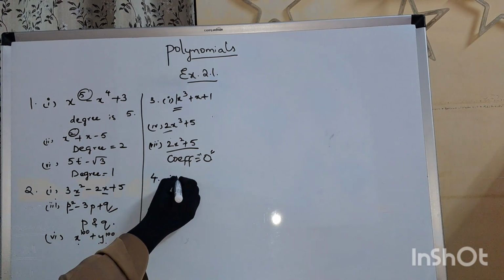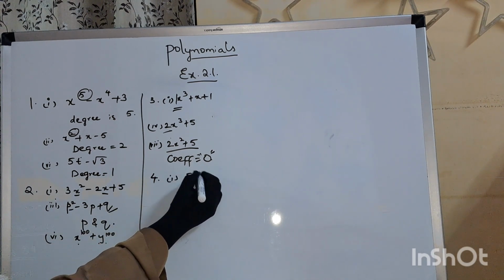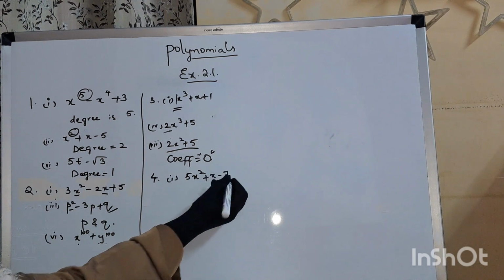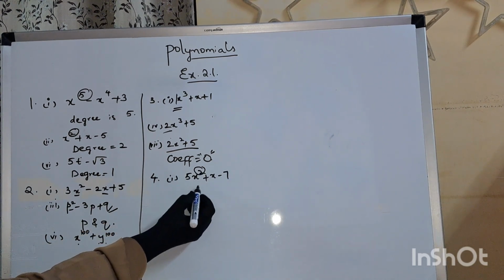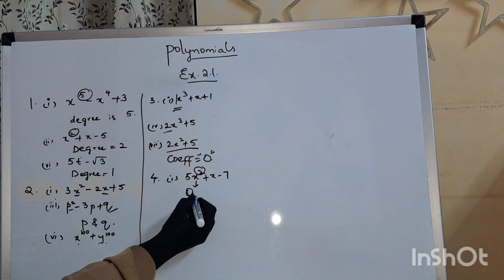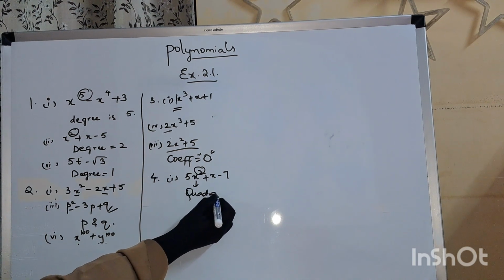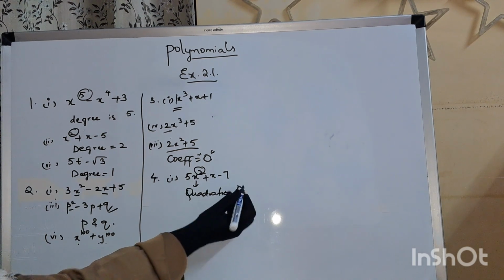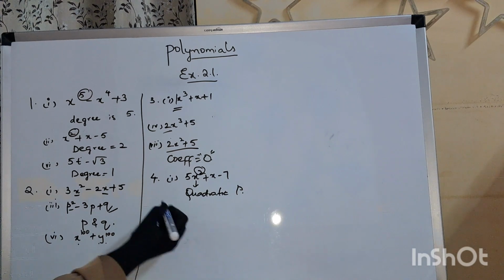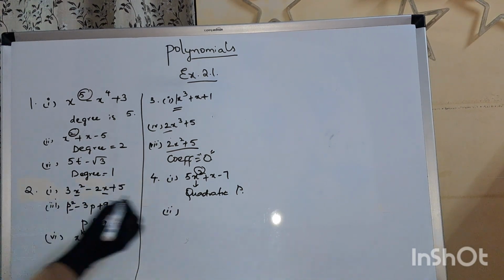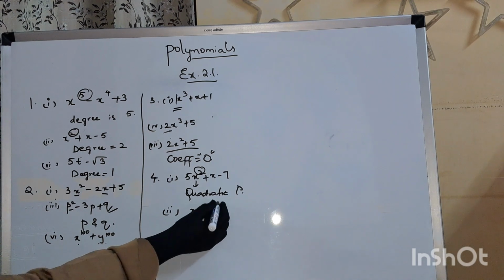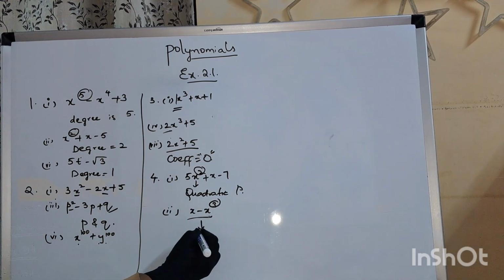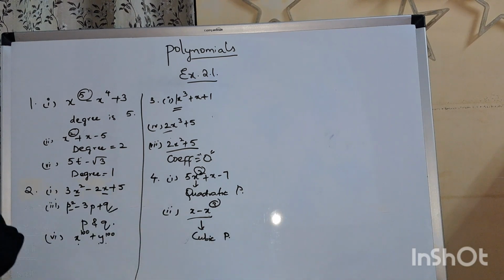Your first question is 5x square plus x minus 7. In this expression, what is the degree here? 2, right? So it is a quadratic polynomial, right? Let us see the next one, x minus x cube. What is the highest degree of this equation? 3. So this is a cubic polynomial, right?